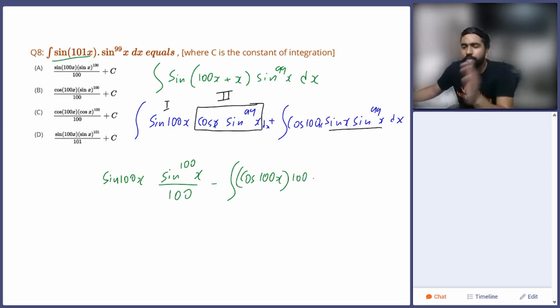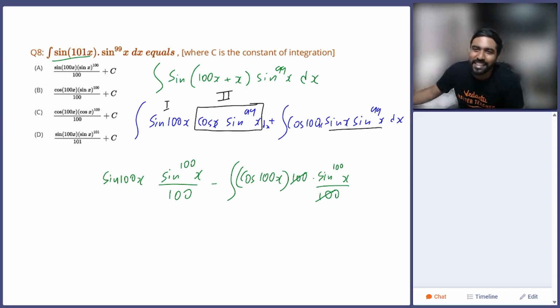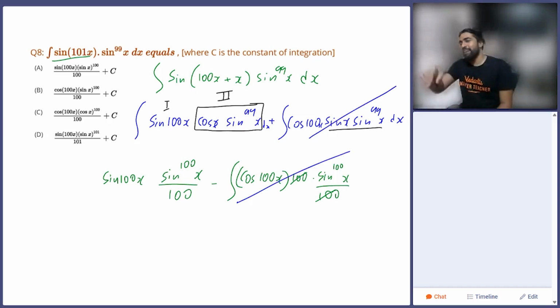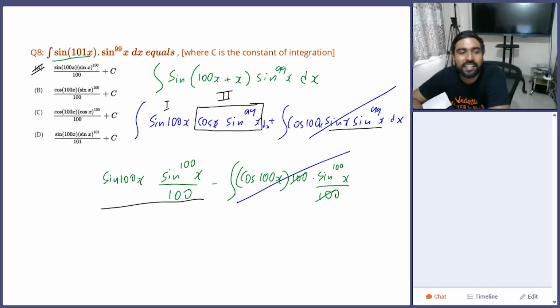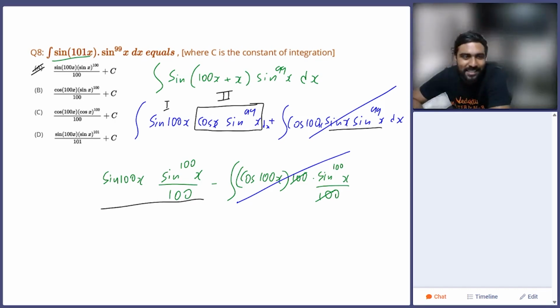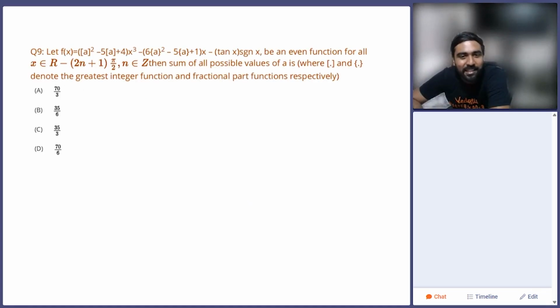And the integral of cos x into sine x power 99 is sine x power 100 divided by 100. This 100 gets cancelled out. And can you see that this cos of 100x into sine x power 100 is the exact same expression that you had initially over there as a plus. So you can cancel both of them out. So all you're left with is sine 100x into sine x power 100 divided by 100, which is option A, the answer for this question. Very simple, basics of question. Extremely easy. All right, moving on.